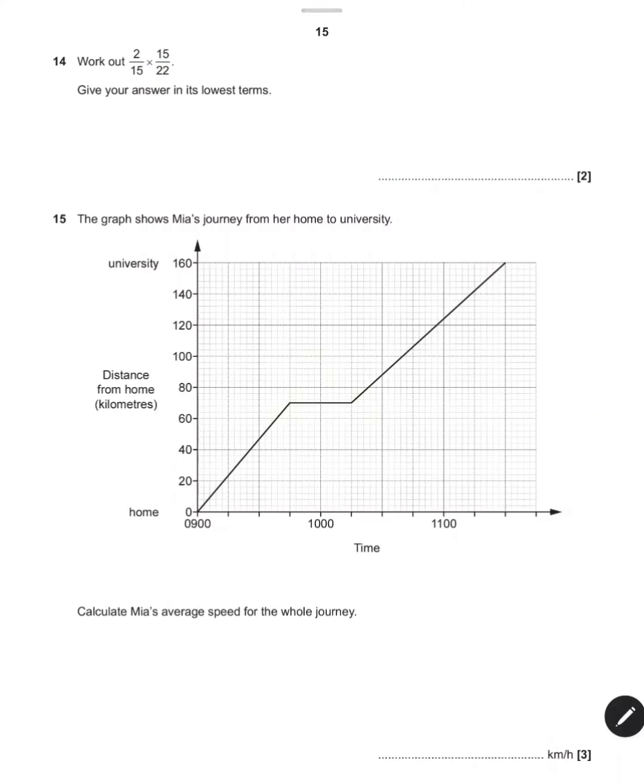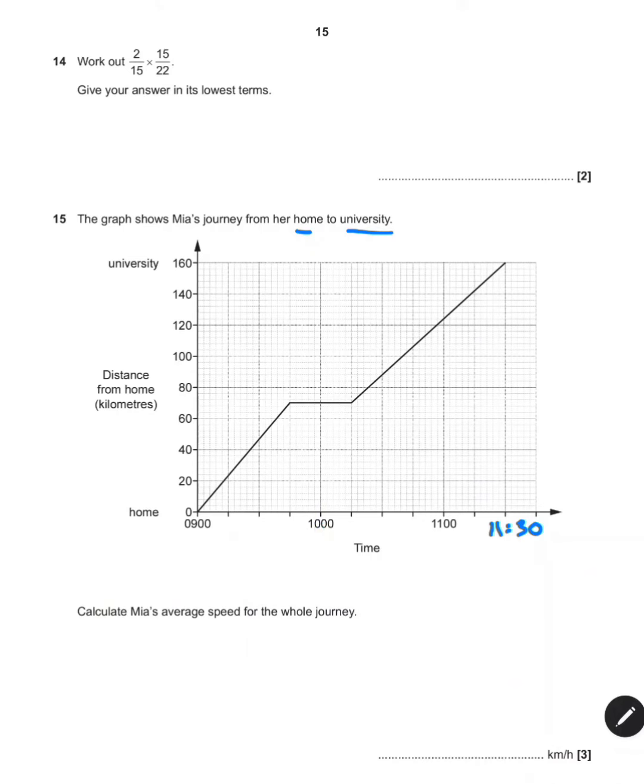Question 15, we've got a distance time graph, and this is planning a journey of someone from home to university. Whenever you've got a scale with blank markers on, it's always worth checking what it's going up in. They're usually quite nice, but we'll double check. We've got 9. I'm guessing it's going up in 15 minutes. 9, 9:15, 9:30, 9:45, 10. It is. So this would be 10:30. This here is 11:30. Each little marker is 15 minutes.